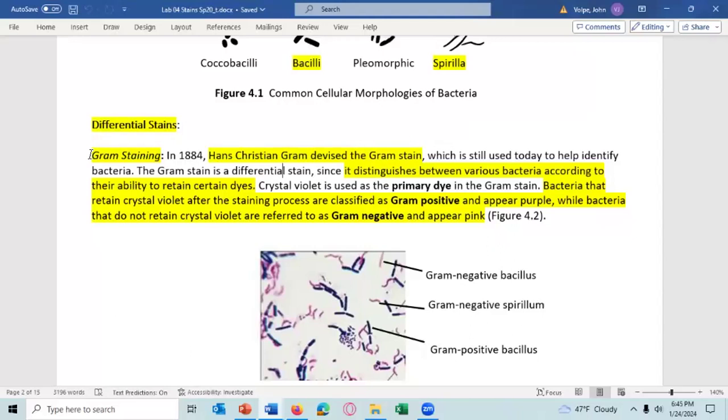Microbiologists started using his stain, and they discovered that it was a very good differential stain because it distinguishes between different bacteria according to their ability to retain certain dyes, meaning the crystal violet. The bacteria that retain crystal violet after the gram stain purple, and they are called gram positive, while the bacteria cells that lose the crystal violet are referred to as gram negative, and they stain pink in the gram stain, or pinkish.